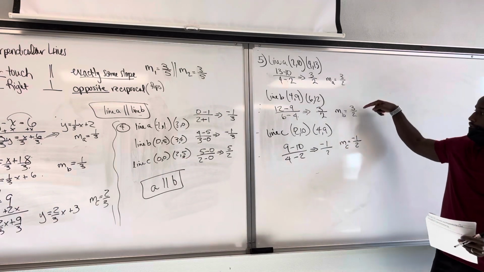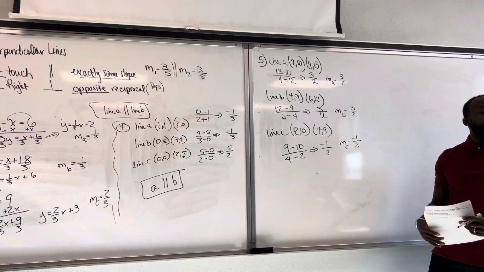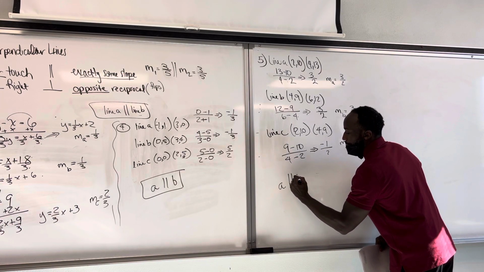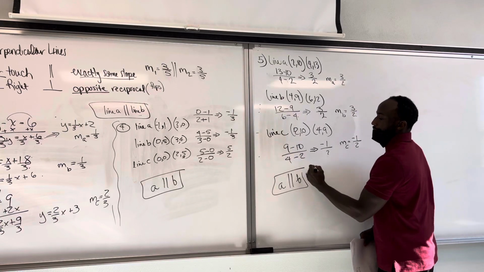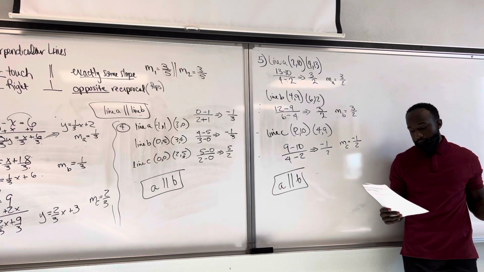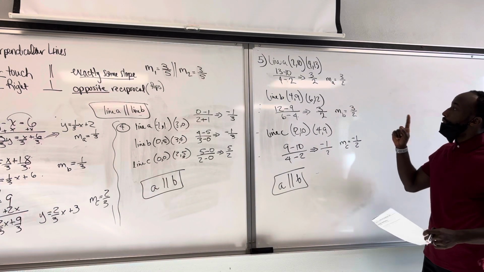What's the relationship between A, B, and C? A and B are parallel again, right? So line A is parallel to line B. Good. I hope we get a perpendicular situation this next one. All right. Let's look at number 6.